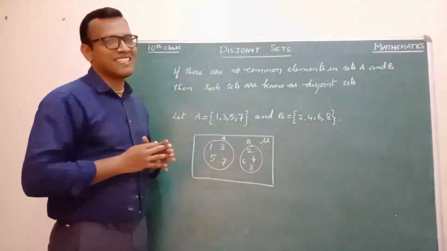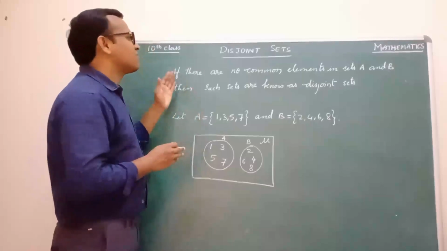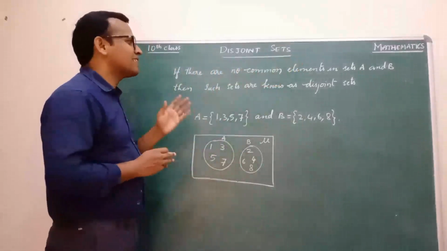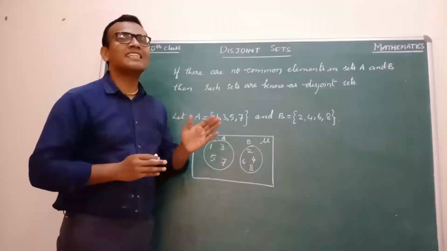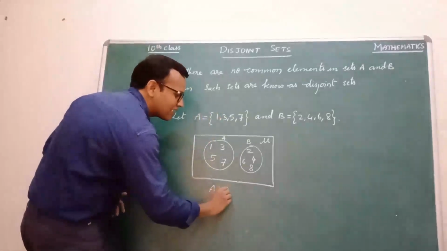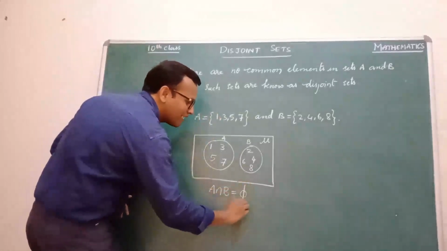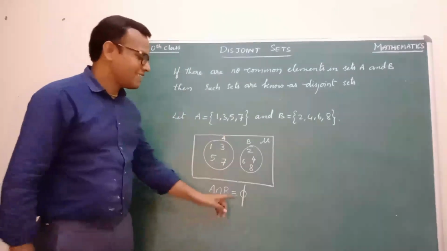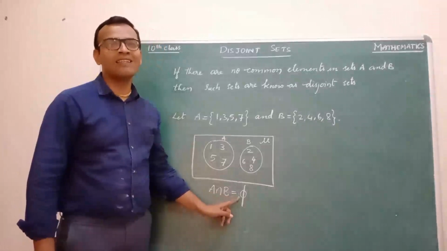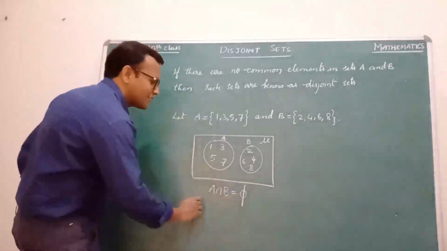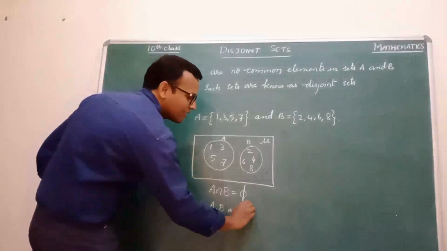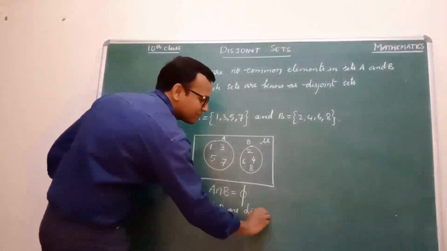So what are disjoint sets? Let us see once again. If there are no common elements in sets A and B, then such sets are known as disjoint sets. Since there is no intersection part, A intersection B will be the null set. A intersection B is equal to phi, a null set. So A, B are disjoint sets.